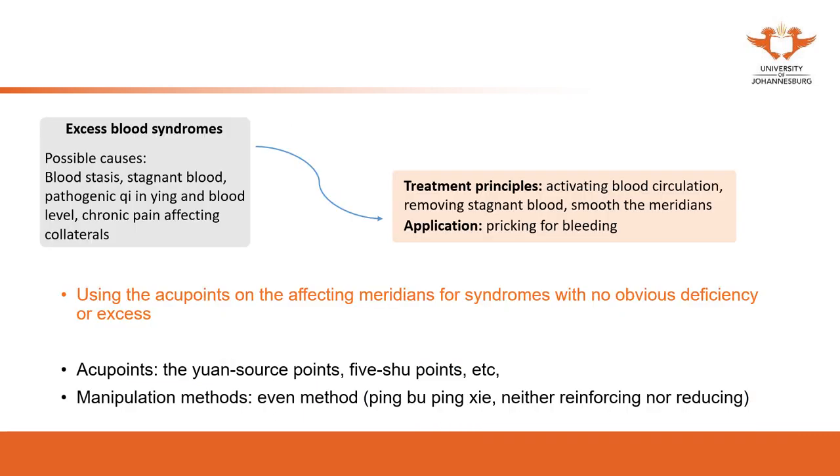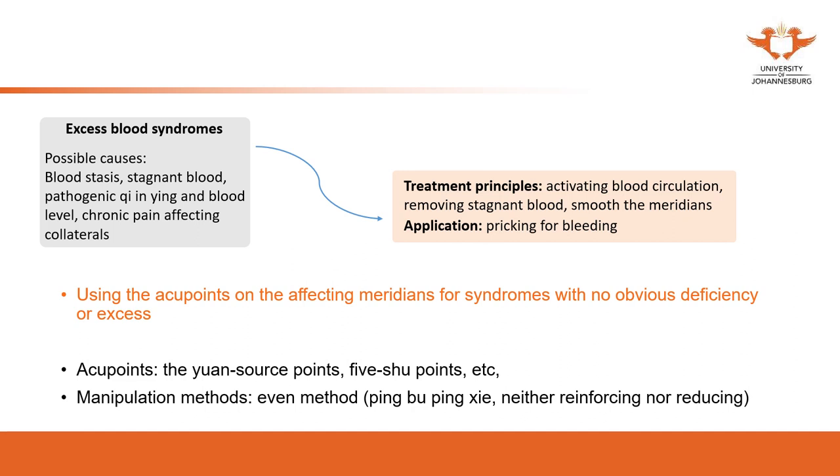The excess blood syndrome actually refers to the excess syndrome, but more related to the blood, such as the stagnant blood. In this situation, sometimes we can see the physical blood stasis, such as behind the knee, Bladder 40. We can see the local area around there. We can see the blue veins. In that situation, we can prick the vein to cause bleeding, especially a patient suffering from lower back pain. So we can use pricking for bleeding, activating the blood circulation and removing the stagnant blood.